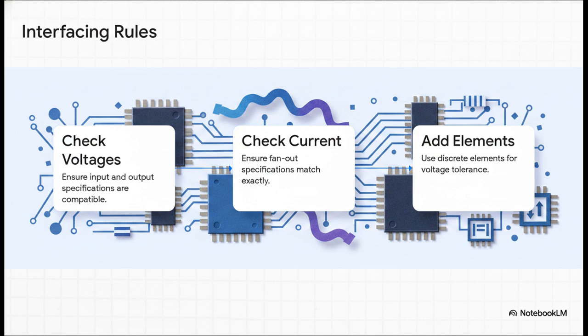Step 1, you must verify the voltage specs. A 5-volt TTL chip just isn't going to talk nicely to a 3.3-volt low-voltage CMOS chip natively. Step 2, verify the current limits and fan-out to ensure you aren't overloading the output pin. And step 3, if those voltage standards do differ, you have to insert additional discrete elements, like a pull-up resistor or a level shifter, to ensure compliance and prevent a catastrophic circuit failure.